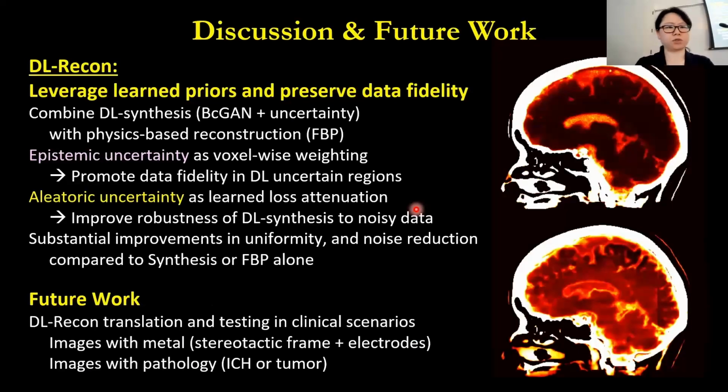So in conclusion, we presented a DL-Recon method that combines synthesis image with the physics-based reconstruction. We use both epistemic uncertainty and aleatoric uncertainty to improve the method's generalizability and also ensure robustness to noisy data. In the future, we would like to continue our translation of the DL-Recon method to clinical data with metal and real pathologies. And that's the end of my talk, and thank you for your attention.